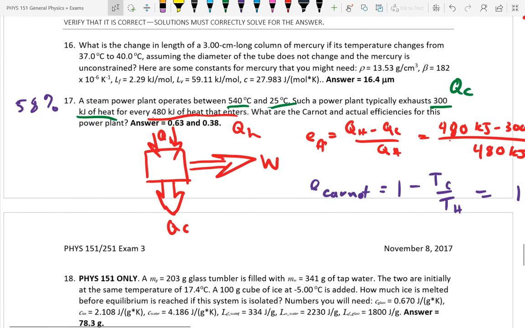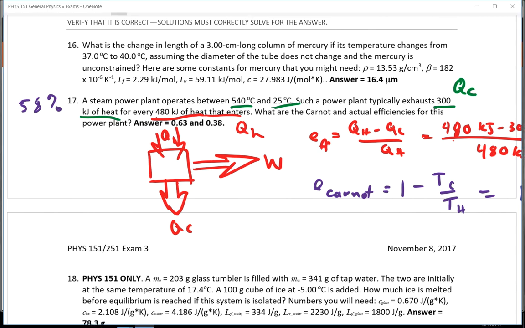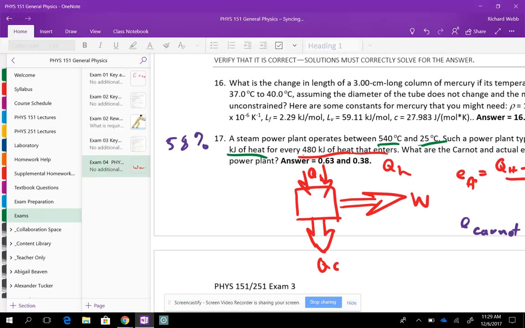Any questions about these problems? Then let's go to the reviewing.